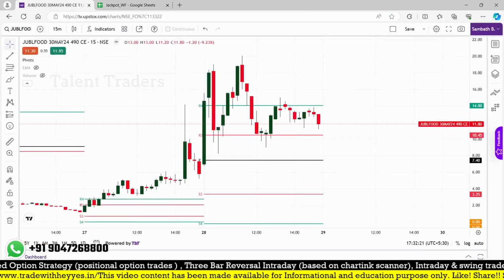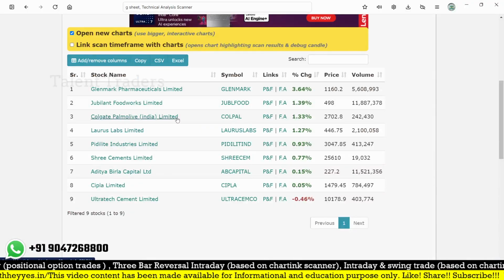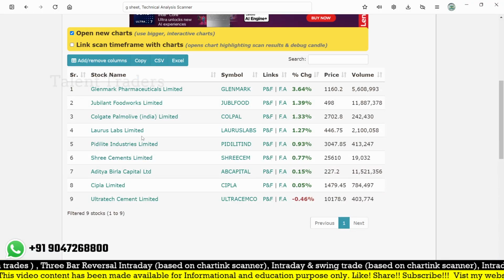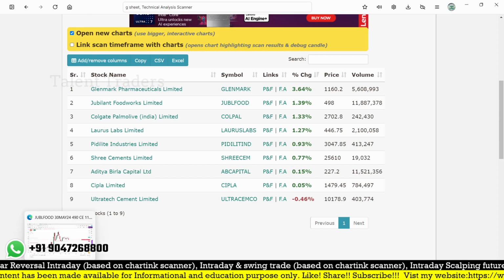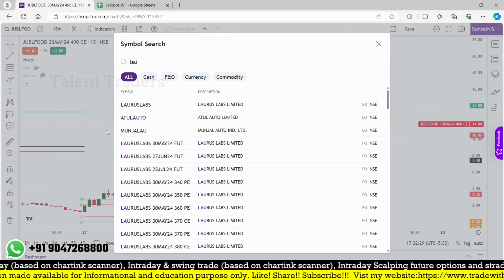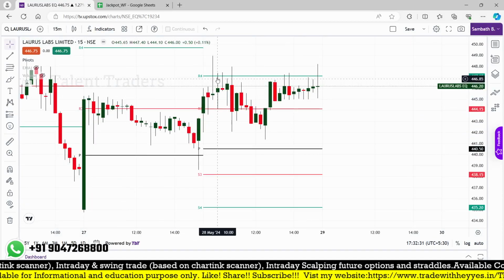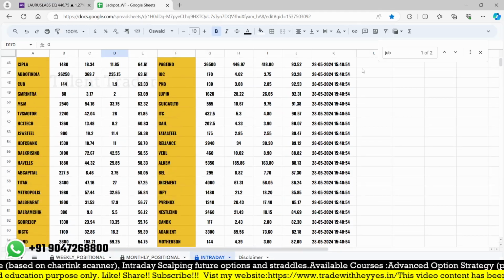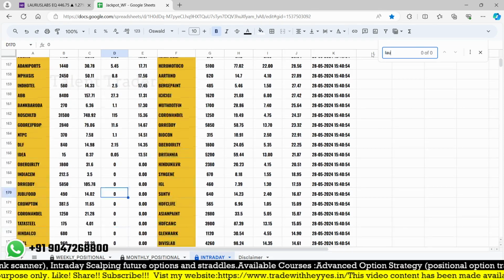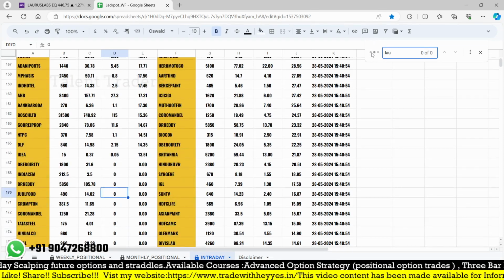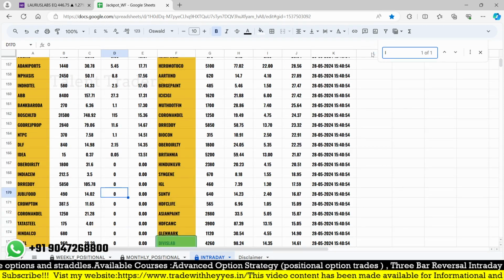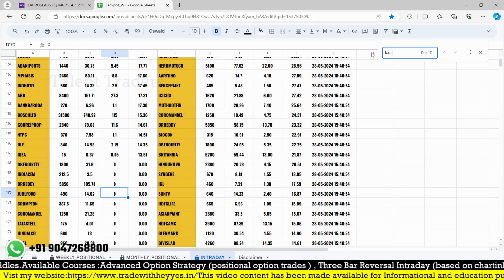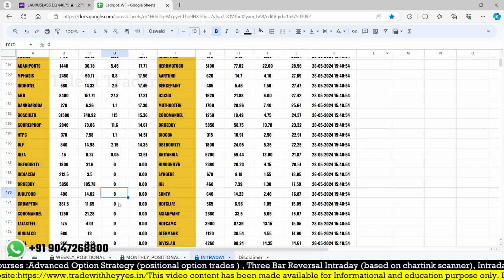Okay, so that was not triggered. Colpal is not liquid, and Laurus Labs, I think. So let me check Laurus Labs, and based on the chart, the third candle triggers. Okay, and let me check the option price. That was not available.